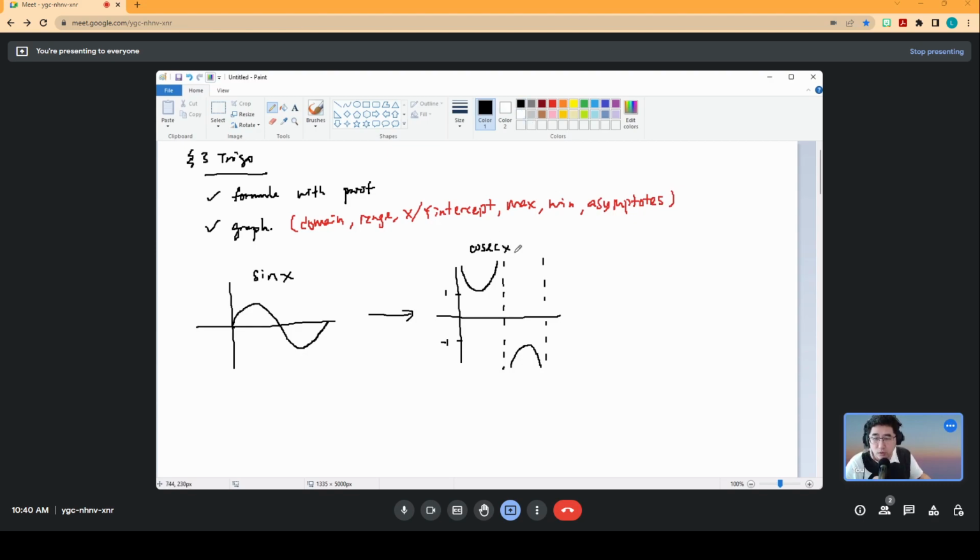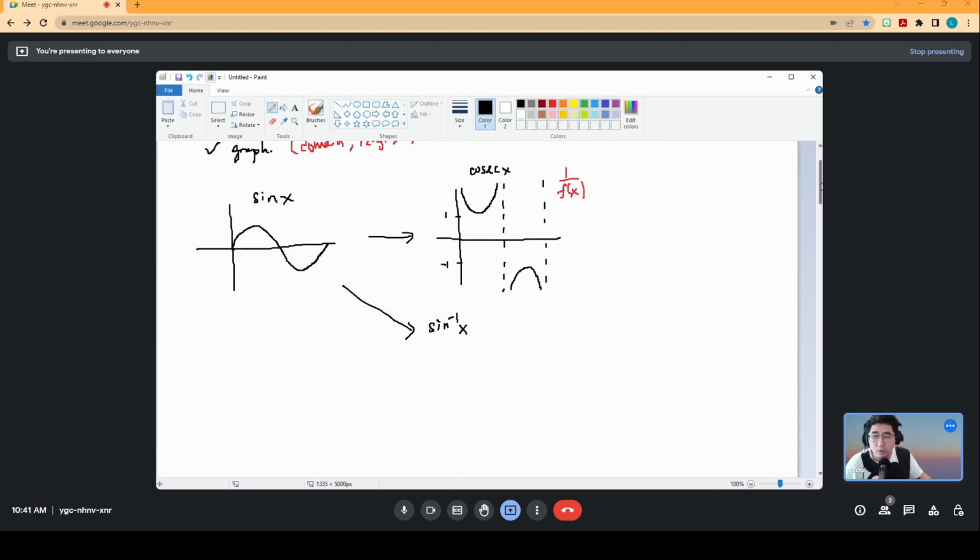Therefore cosecant is defined as 1 over sine. By using the 1 over f(x) transformation, this is the shape that we get. Then if we find the arcsine graph, we will have a shape like this and like this, with range minus 1 to 1 and negative pi over 2 to pi over 2. Of course, students are expected to remember this. This one is by using the f inverse transformation.